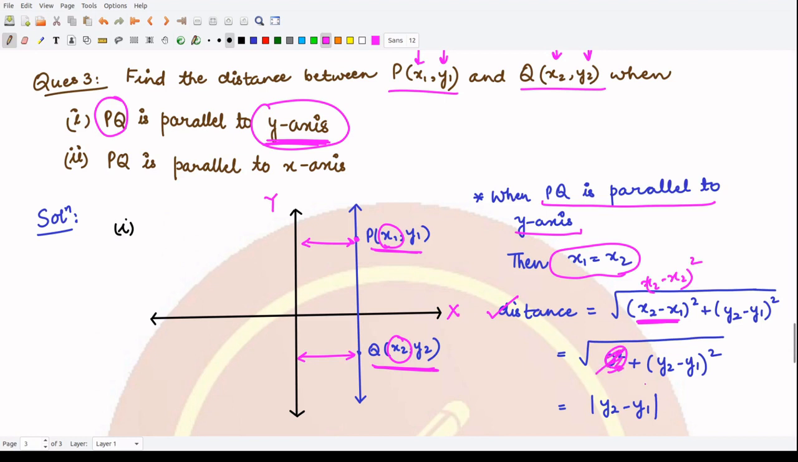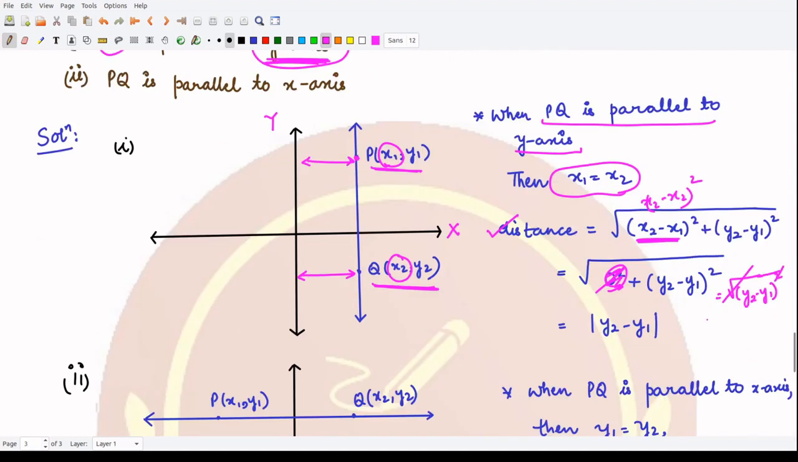You can leave this term. So you're left with the square root of (y2 minus y1) whole square. Now you cannot just cancel out this square and square root. Why? Because in that case you would only have this value, right? Otherwise, if you do it like this, you only get one value. In fact, we have two values for this.